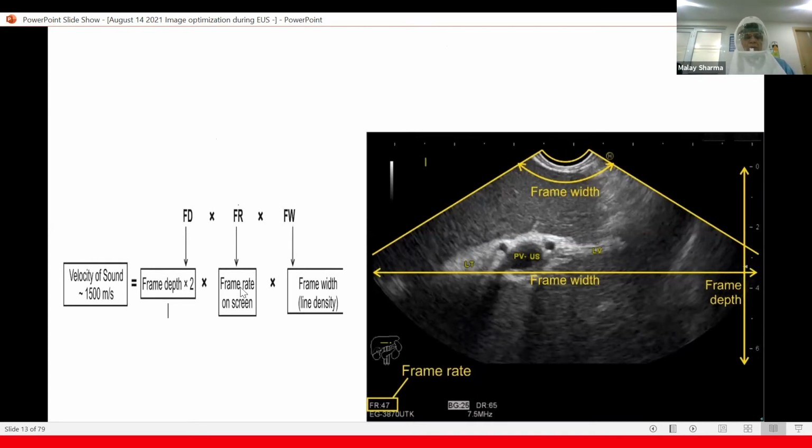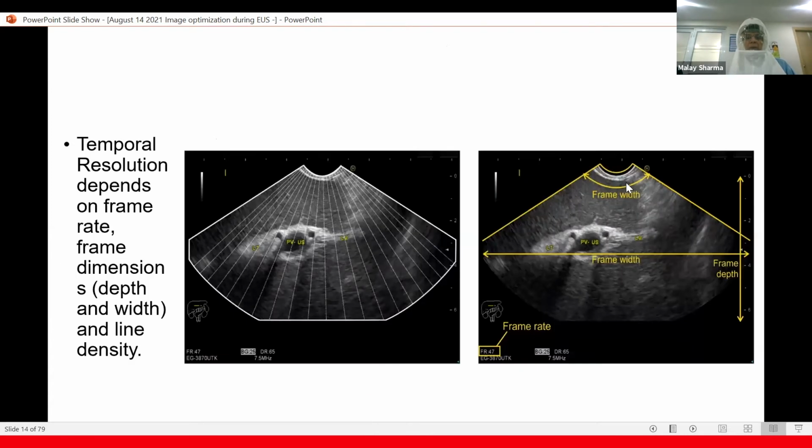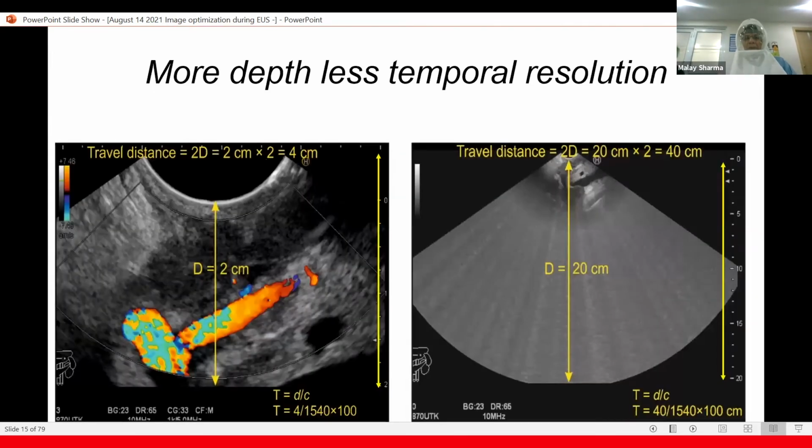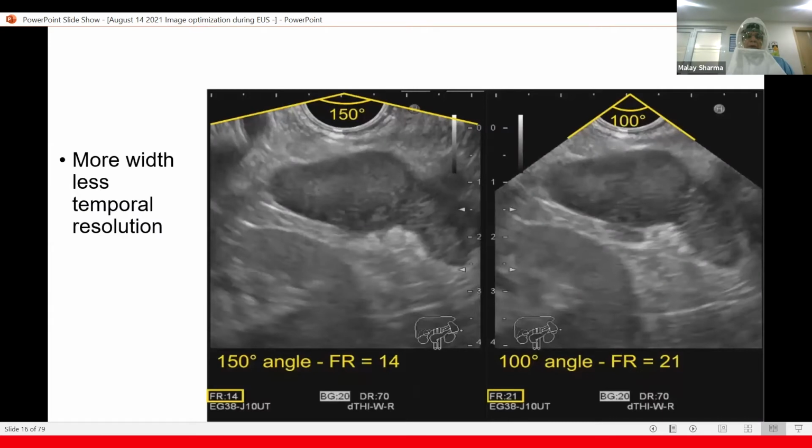But the simple formula for understanding temporal resolution is that the velocity of sound is related to frame depth, frame width, and frame rate. This is the frame that we are seeing, so these lines are formed. With less frame depth there is more temporal resolution because more frames will be formed. But reduce the frame width. In this case, frame width is reduced from 150 degrees to 140 degrees. The same adrenal gland is better seen, with a higher temporal resolution, a frame rate of 21.